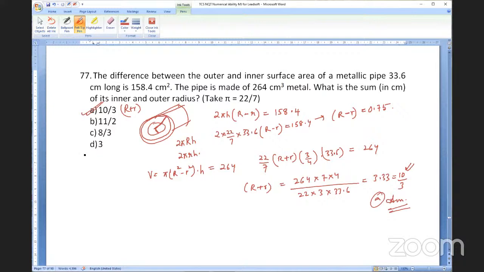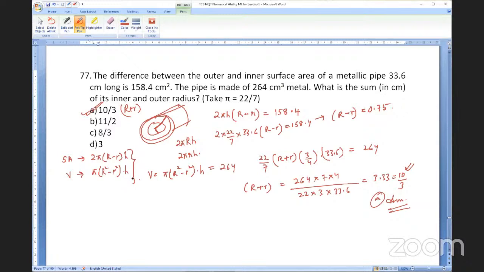Just we are using formulas. Surface area of a hollow cylinder is 2 pi (R minus r) into h. Volume of a hollow cylinder is pi (R square minus r square) into h. Writing the formula correctly, we will end up getting the result R minus r first. With the help of that, when we use it in the volume formula, we can get R plus r. That is 3.33, 10 by 3. Option A is the pick.